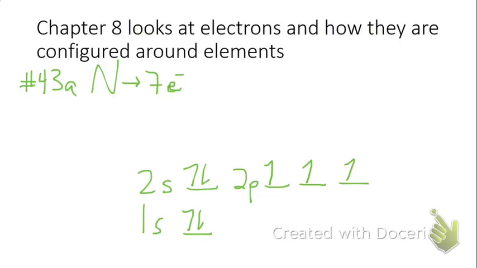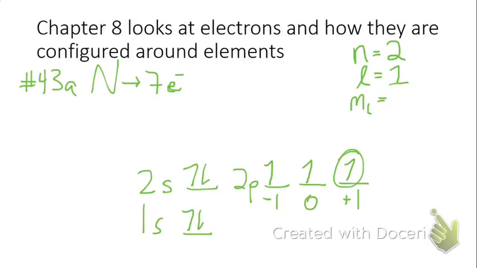Now, let's say I want to describe this electron right here. We can use our quantum numbers to do that. So, the principal quantum number for that electron that I have circled is going to be 2, because it's in the second level. It is in a p orbital, and so that is a 1. Now, what orientation is that p orbital in? Well, we have to remember our ml numbers from chapter 7. And so it'll be +1.